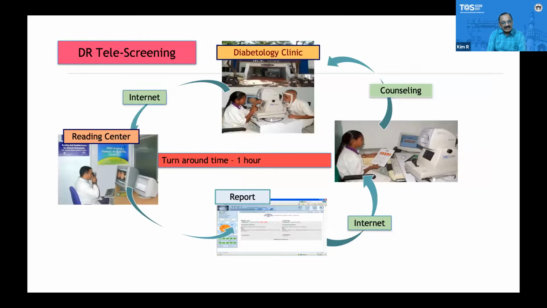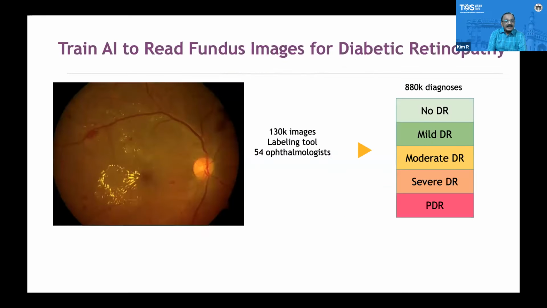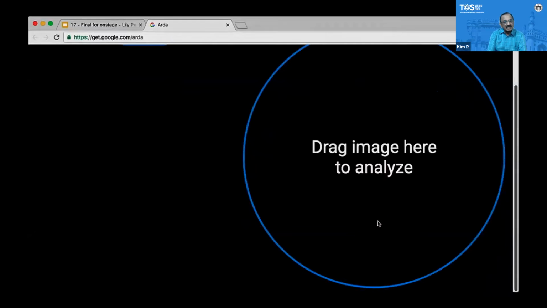And this has become almost a real-time usage today. We have been doing this tele-screening for almost 20 years now, taking fundus pictures from a diabetic clinic and sending it to a reading center where the grader or a retina specialist grades the image and sends a report back to the diabetic clinic so that the diabetologist can refer the patient to the ophthalmologist. But today, the AI algorithm is doing that job. How is it developed? It is exposed to thousands of fundus images with various grades, and over a period of time, the system has learned to grade these images.